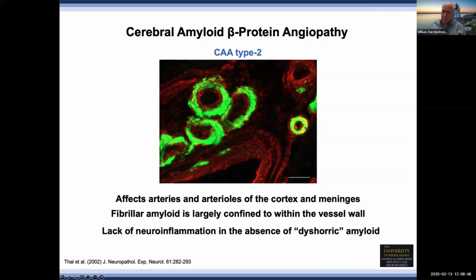And generally with CAA type 2, there's a lack of a robust neuroinflammatory response in the absence of dyshoric amyloid. So this term dyshoric means without borders. In this case, in CAA type 2, the amyloid is contained within the borders of the vessel wall and therefore does not promote, again, a strong inflammatory response.